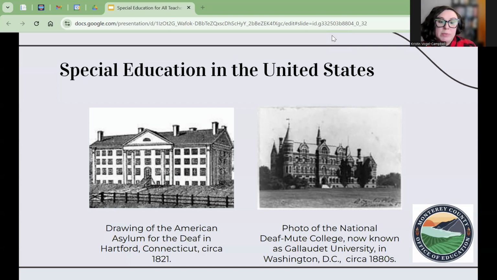Laurent Clerc and Thomas Hopkins Gallaudet formed the American Asylum for the Deaf, now known as the American School for the Deaf, the first disability-centered institution in Hartford, Connecticut in 1817. The Gallaudet family was also instrumental in the founding and recognition of the National Deaf-Mute College, which was later renamed Gallaudet University in 1864.